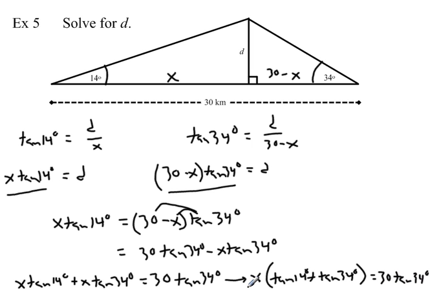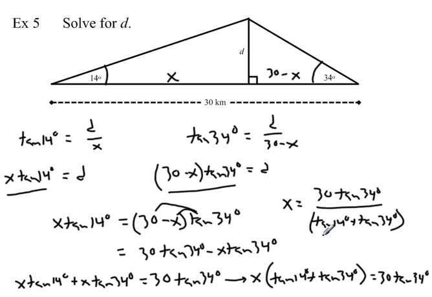And we almost have X by itself. If we divide by this stuff here, I'm going to put it up here. X equals 30 times the tangent of 34 degrees divided by the tangent of 14 degrees plus the tangent of 34 degrees. Don't try to simplify. This is something we can plug in our calculator and find what X is. Now once we do that, we'll find that X is about 21.9 kilometers.